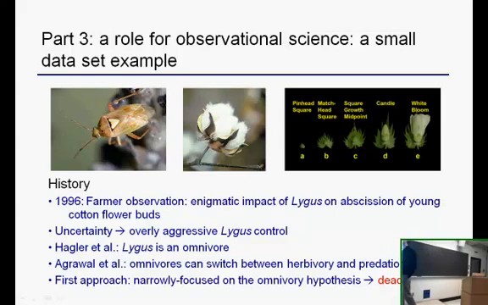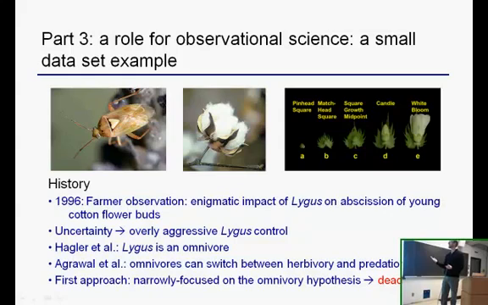Some years later, James Hagler showed something very interesting about Lygus, which was surprising to us: that Lygus is not a strict herbivore, but rather it's an omnivore. So it sometimes feeds as an herbivore, and sometimes it feeds as a predator. We knew from work that Anurag Agrawal had done actually here that many omnivores can switch back and forth between acting primarily as an herbivore to acting primarily as a predator.